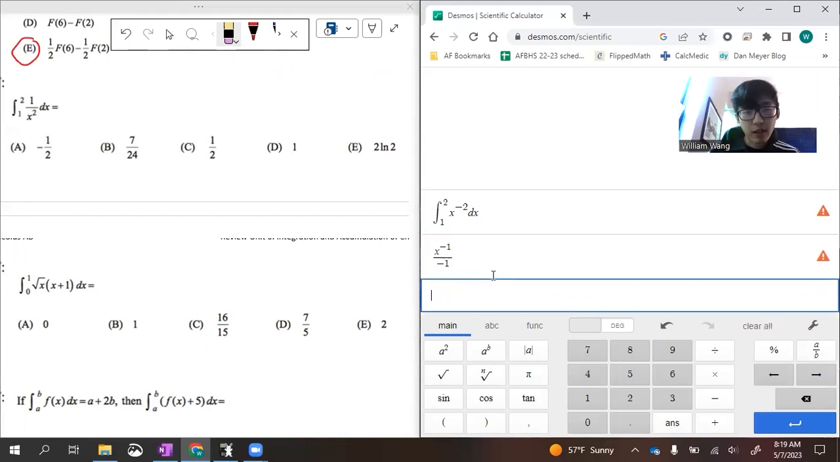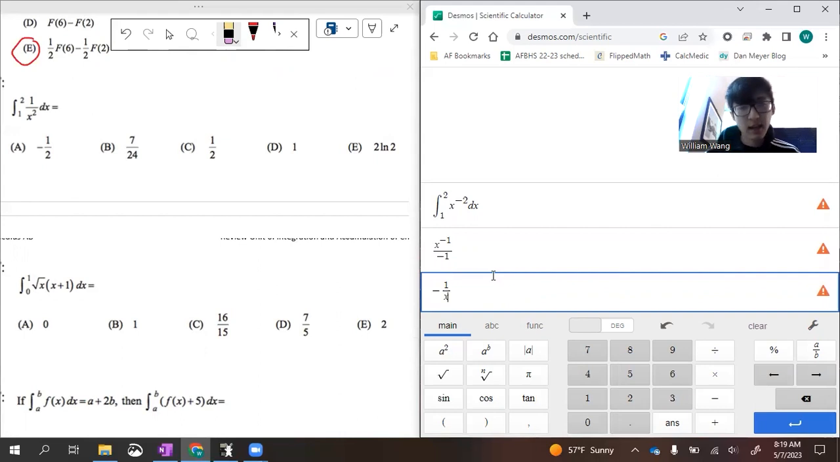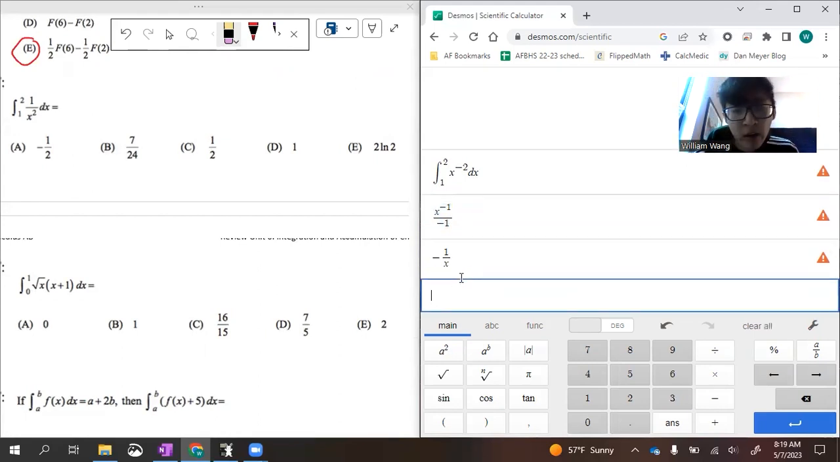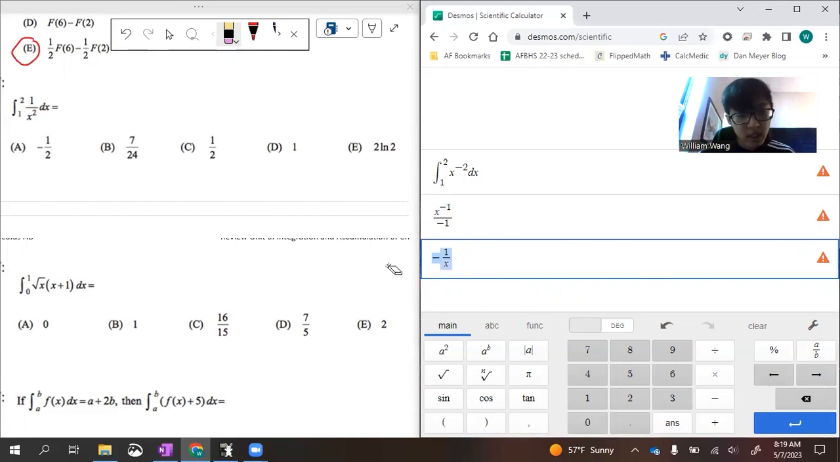Which I can simplify this, right? It's going to be negative 1 over x, because I move the x to the negative 1 down, and the negative 1 just turns it negative. Cool, I'm going to take this negative 1 over x.